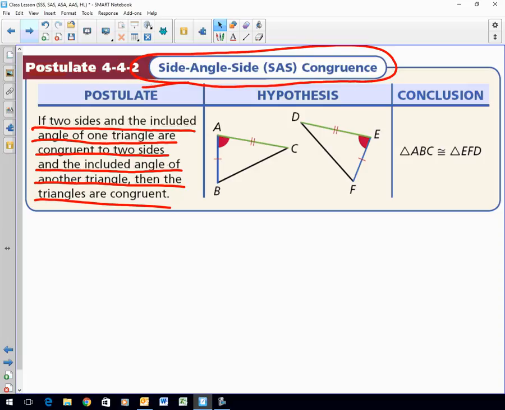First one we looked at was side, side, side. This one is side, angle, side. Coach, instead of 3 sides, how many sides did we get on this? 2 sides. And we're substituting.